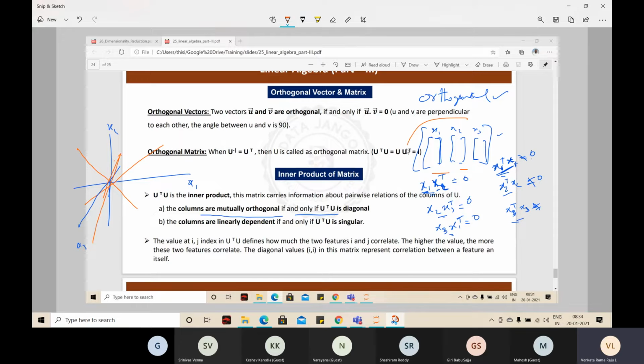Like that, it is going to be these 3. When I say a matrix is orthogonal, then only it's going to be like this. Normal matrices are not going to be like this. When it is like this and you multiply U transpose U, you get a diagonal matrix because x1 transpose x1, x2 transpose x2, and x3 transpose x3 are not going to be 0, and the other values are going to be 0. So it's going to be like this: some number on the diagonal, and these are all going to be 0.